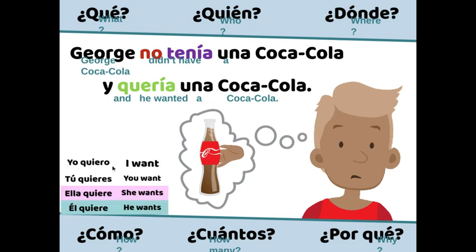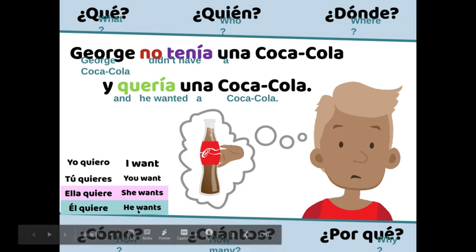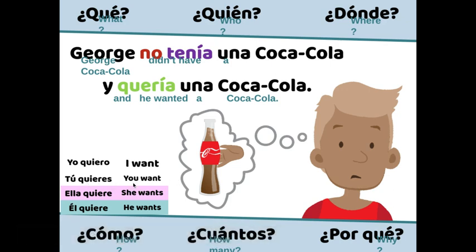Yo no quiero Coca-Cola. Él quería Coca-Cola. ¿Tú quieres Coca-Cola? ¿Sí o no? ¿Tú quieres? Sí, sí quieres un Coca-Cola. I don't know. Do you want a Coca-Cola? Yes or no?